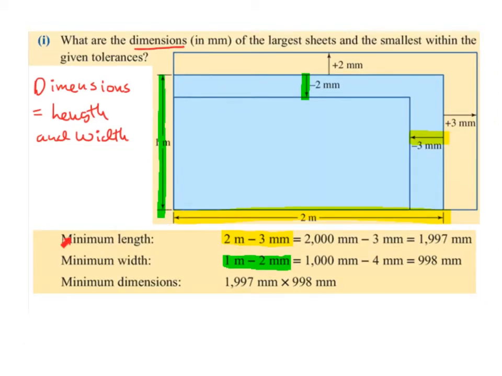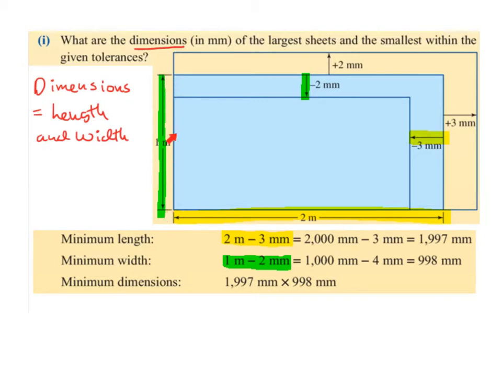Now let's have a look at the minimum length and the minimum width. So the minimum length is going to be 2 meters minus 3 millimeters. So the 2 meters is what's desired, but if we take off that 3 millimeters, we have 2000 millimeters minus 3 millimeters, which is 1997 millimeters.